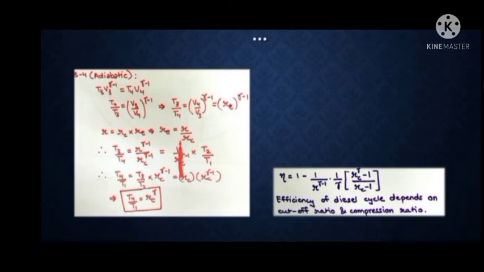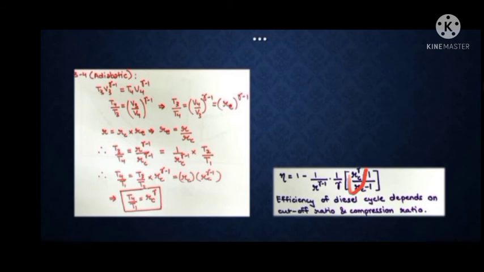Therefore T3 by T4 is equal to 1 upon RC raised to power gamma minus 1 into T2 by T1. Therefore T4 by T1 is equal to T3 by T2 into RC raised to power gamma minus 1. So the final result is T4 by T1 is equal to RC raised to power gamma. So the final result for the efficiency of the diesel cycle is 1 minus 1 upon R raised to power gamma minus 1 into 1 upon gamma. In bracket, it is RC raised to power gamma minus 1 upon RC minus 1.